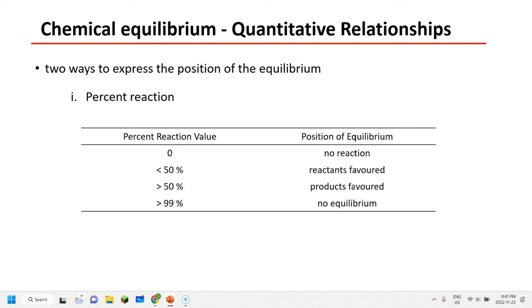So if we look at our different potential ranges of our percent reaction, it gives us an idea of what we would expect to have more of, or what we call position. So if I have a percent reaction of 0, no reaction occurred. Less than 50%, we say our reactants are favored. More than 50%, our products are favored. And greater than 99%, it's not a system at equilibrium, it just goes straight to product.